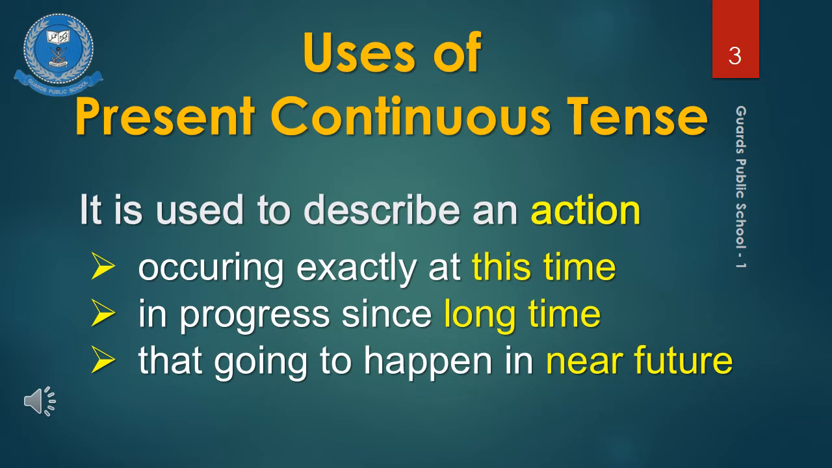Uses of present continuous tense. It is used to describe an action occurring exactly at this time, that is, presently. Secondly, it is used to describe an action that is in progress since a long time, meaning an ongoing action that started in the past but is still in process. Thirdly, to describe an action that is going to happen in the near future or after a short course of time.